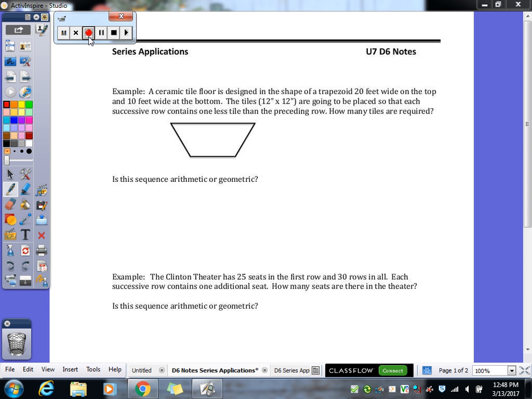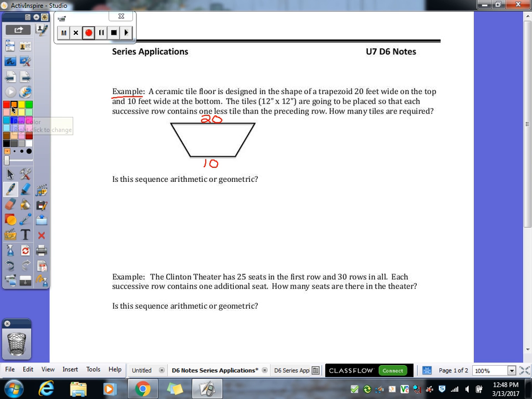So looking at our first example, we have a ceramic tile floor designed in the shape of a trapezoid, 20 feet wide on the top and 10 feet wide on the bottom. The tiles, which are 12 inches by 12 inches, are going to be placed so that each successive row contains one less tile than the preceding row. How many tiles are required?